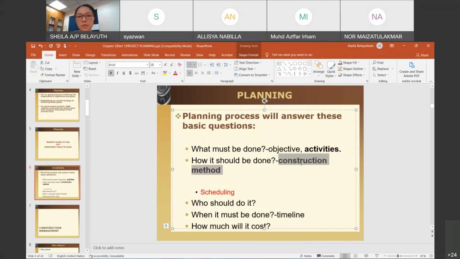Concreting, for example. So what must be done? Activities such as slab concreting and so on. Okay, so what type of method? How should we do it? So concreting itself, sama ada, do you want to use, what do we call it? The delivery. Okay, so based on the concrete yang they send using truck, ataupun do you require the concrete silo at the site itself? So depending on the project.